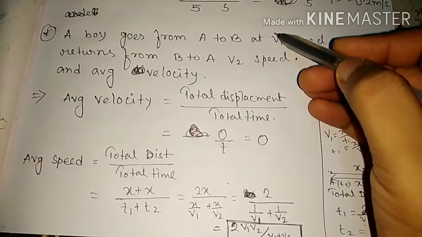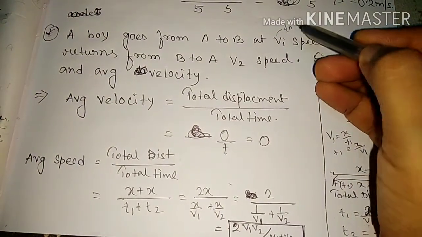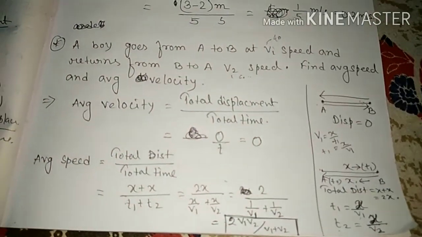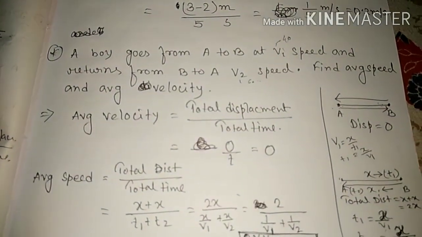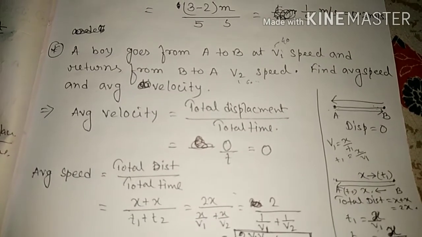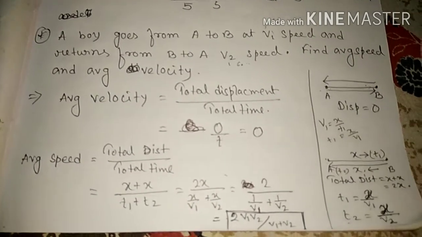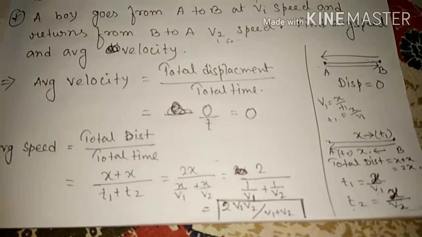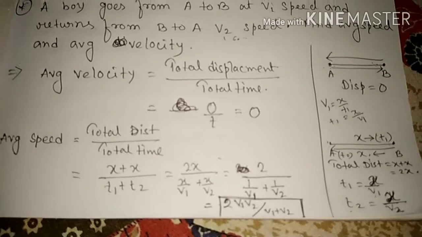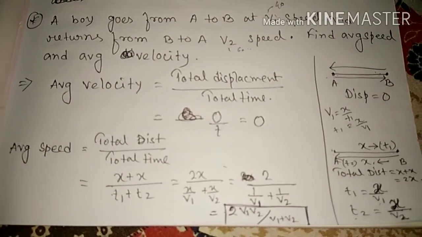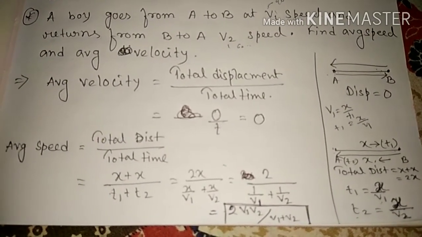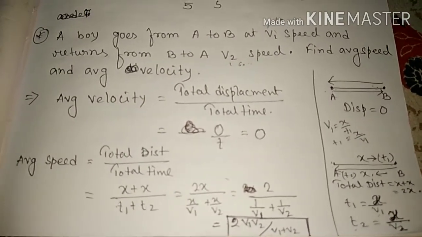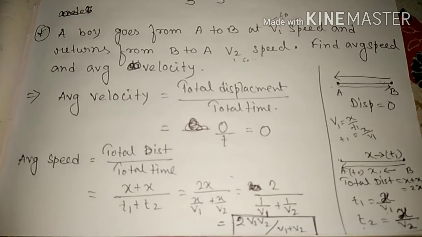Suppose v1 is 40 meter per second and v2 is 60 meter per second. Then the students will take (40 plus 60) by 2, that is 50, but that answer is wrong. Instead, 2 into 60 into 40 by (60 plus 40). If you solve this one, you get about 48 meter per second. So average speed is 48, not 50. Keep it in your mind. This way you solve the problems of average speed and average velocity.